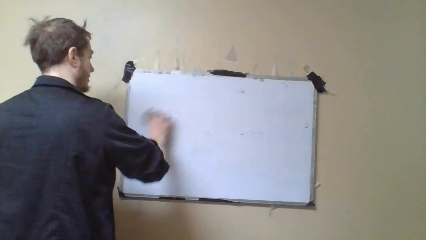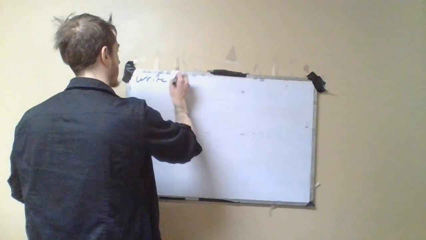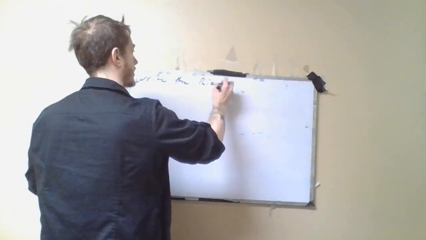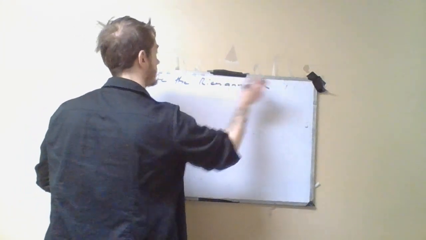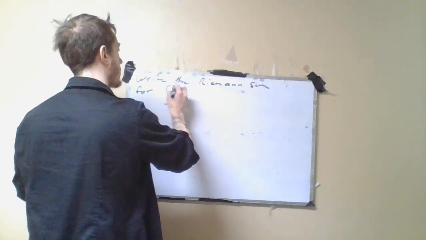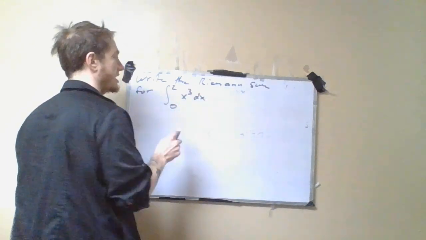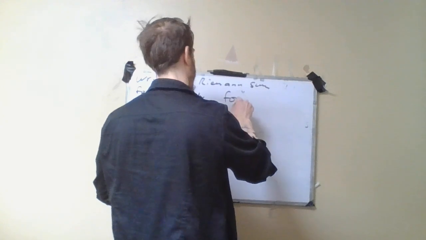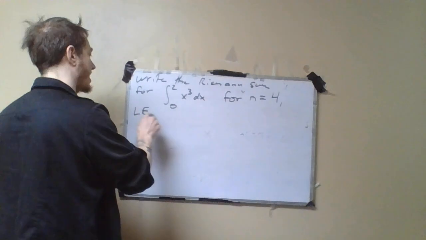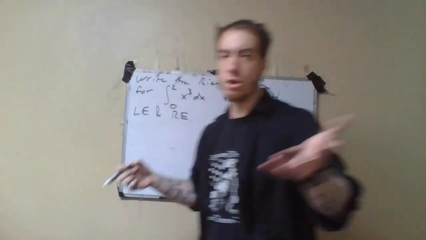For instance, let's write down the Riemann sum for the integral from 0 up to 2 of x cubed dx for n equals 4, and let's do left endpoints and then right endpoints. I will leave the midpoints for you.